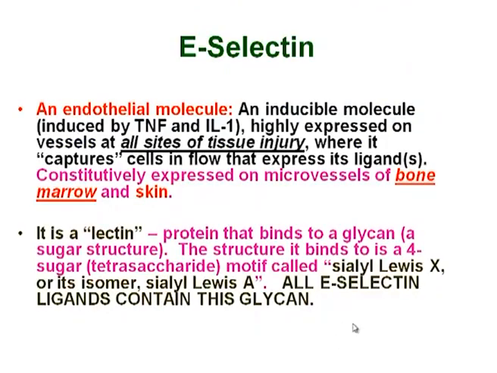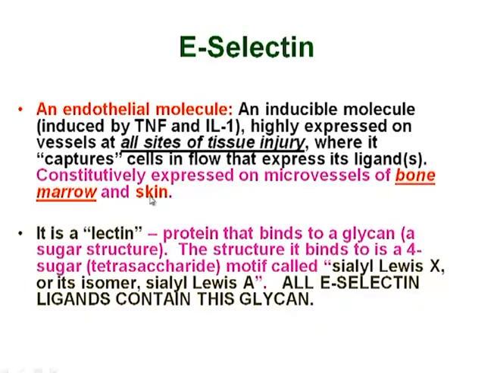Now what about this molecule E-selectin? E-selectin is an endothelial selectin. It's typically an inducible molecule induced by inflammatory cytokines TNF-alpha and IL-1, which forces it to be highly expressed at all sites of tissue injury. It literally functions to capture cells under blood flow conditions as they pass by that endothelial bed. However, E-selectin is constitutively, that is permanently, expressed on marrow microvessels and also dermal, that is skin, microvessels.